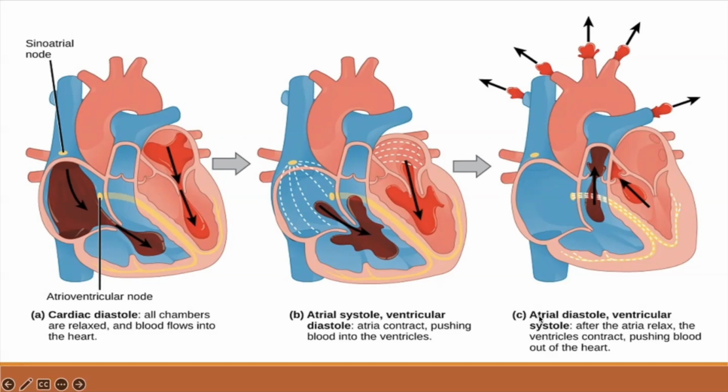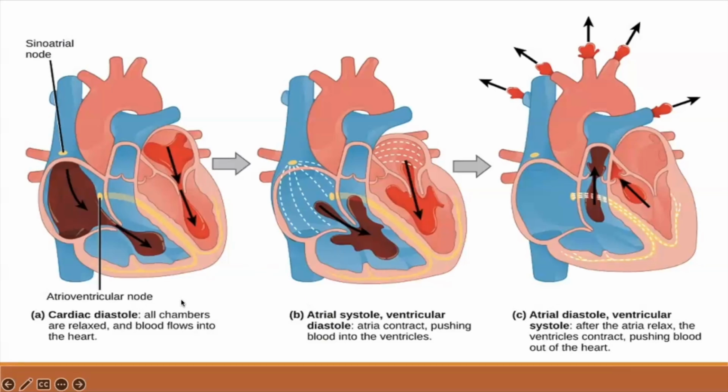And then now you reach the third point in the cardiac cycle where atrial diastole, that means the atria are at rest, but there's ventricular systole, which means the ventricles are squeezing the blood out now. All right, so it's very important to remember this.